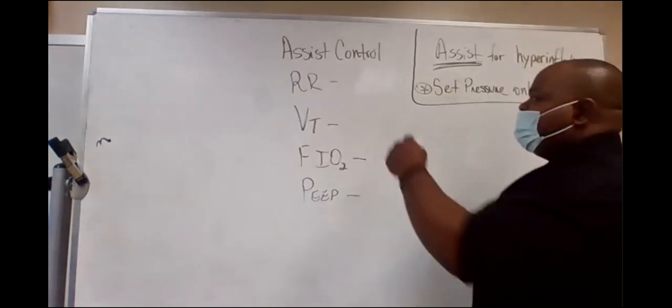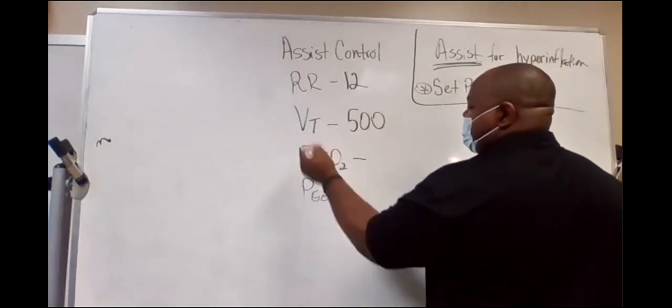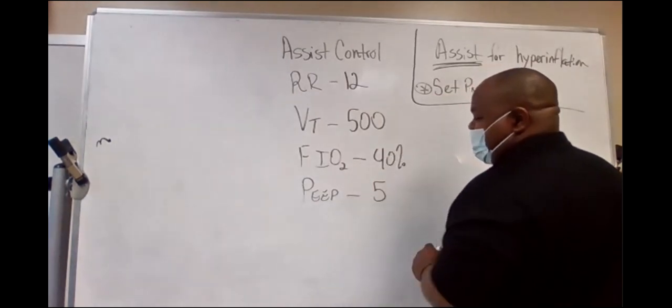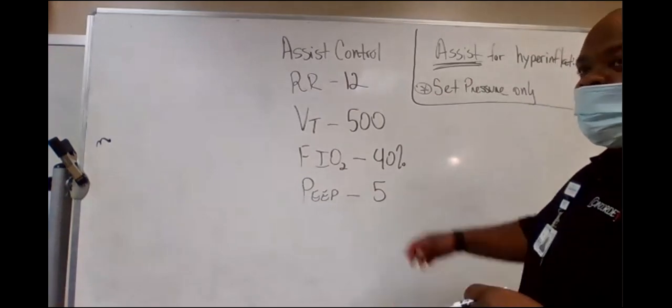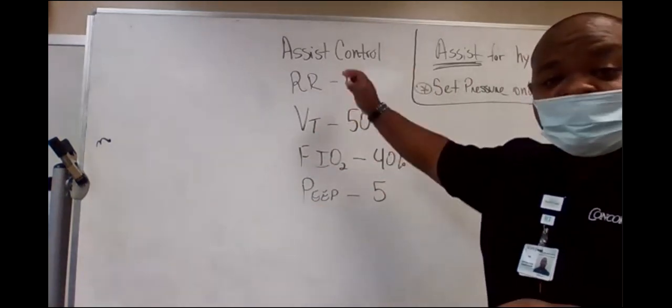So say I have them on a rate of 12, 500 tidal volume, FiO2 of 40%, and 5 of PEEP, all right? Well, if I do assist control, now this is not for hyperinflation, this is on a ventilator.